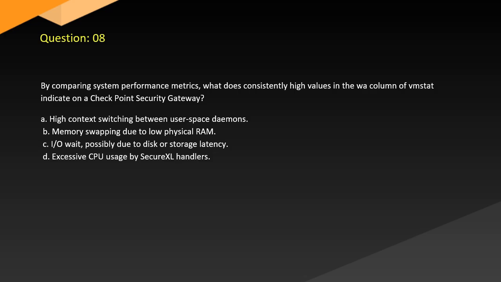Question 8. By comparing system performance metrics, what does consistently high values in the column of wa in top indicate on a Check Point security gateway? A. High context switching between user space daemons. B. Memory swapping due to low physical RAM. C. IO wait, possibly due to disk or storage latency. D. Excessive CPU usage by SecureXL handlers.